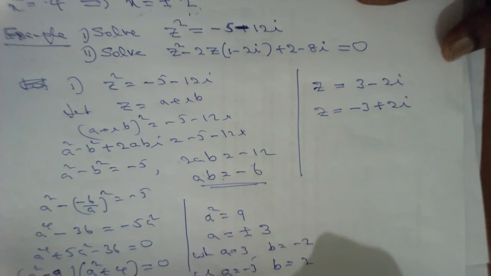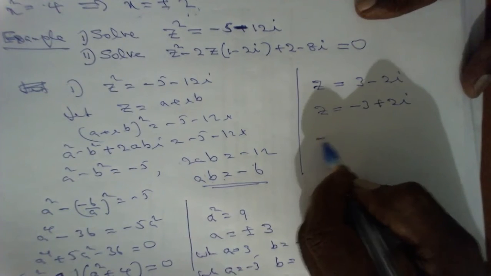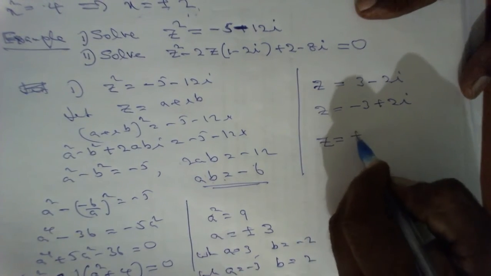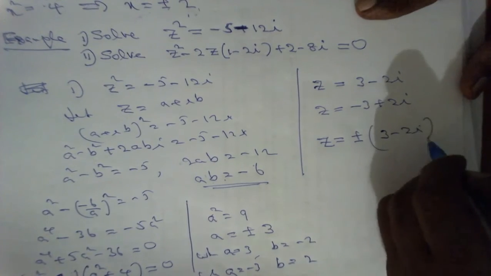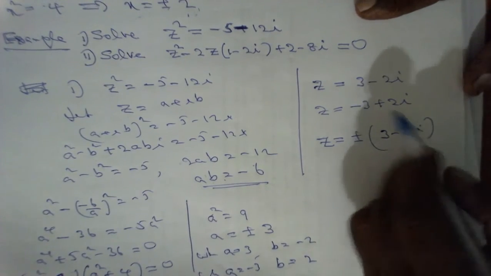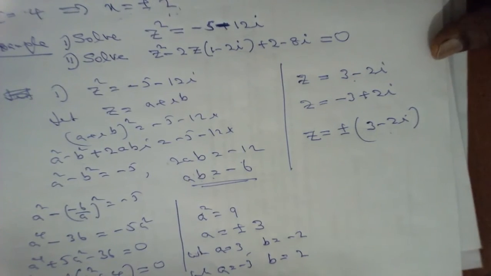Can, sir. Can or cannot? Can, sir. Can, yes. Then both roots can be expressed as plus or minus 3 minus 2i. So you can put inside this bracket any of the roots. So you get both roots from this expression.